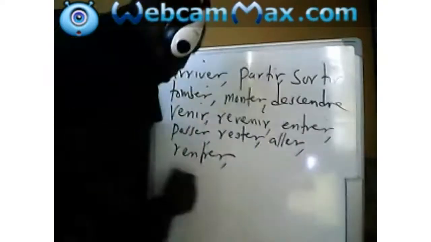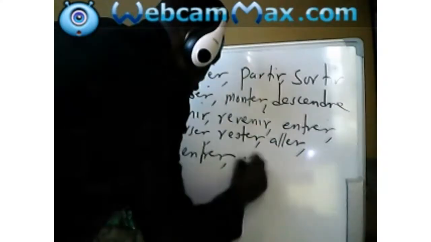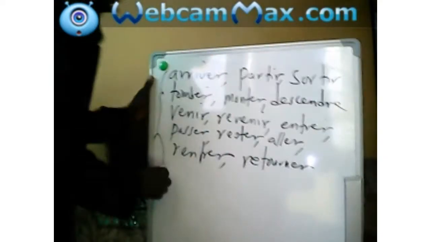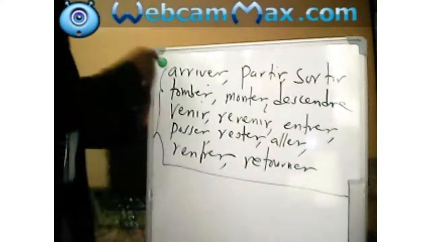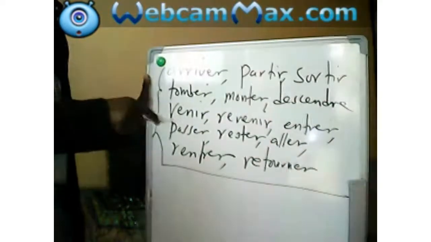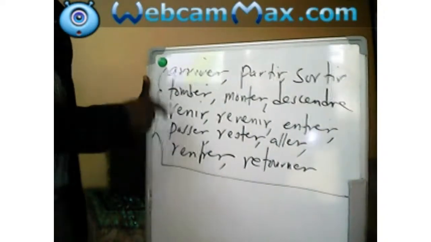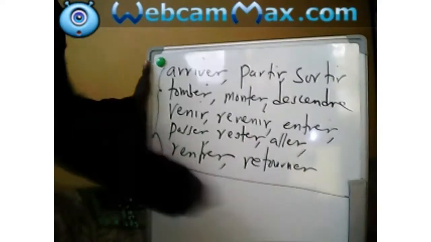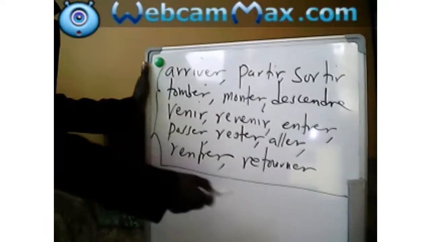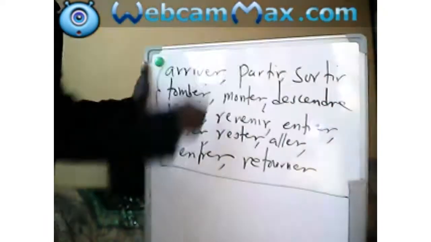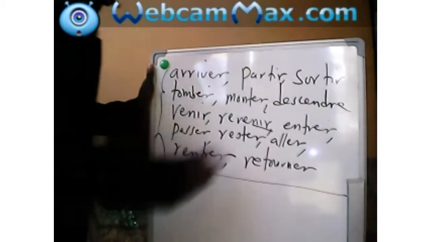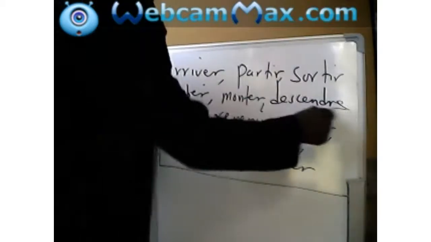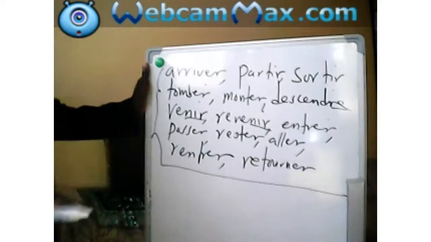Retourner. I'm done. Ladies and gentlemen, know these verbs. These verbs form their past tense with the verb to be. Of course, formation of the past participle I will not talk about, because we had explained how verbs form their past participle. ER verbs form their past participle by replacing the ER with é. We also explained the other verb endings. So formation of the past participle is something behind us.